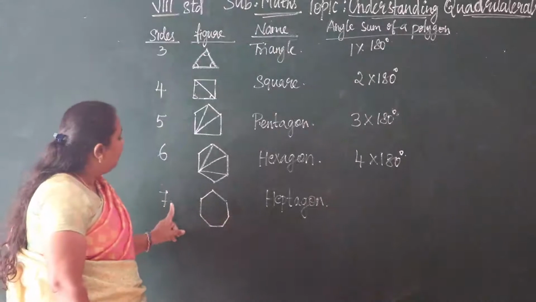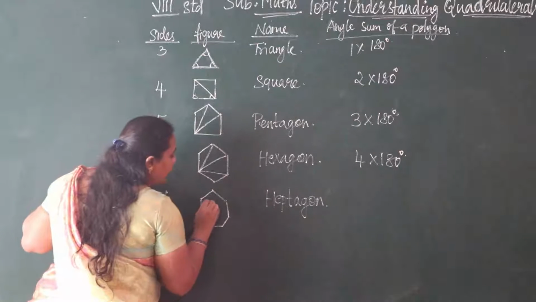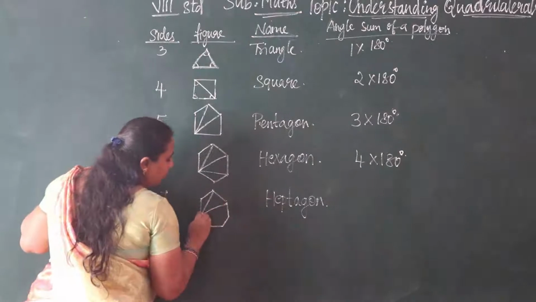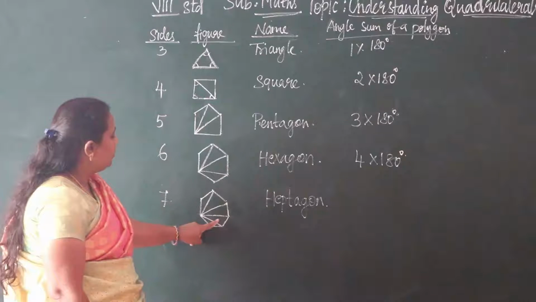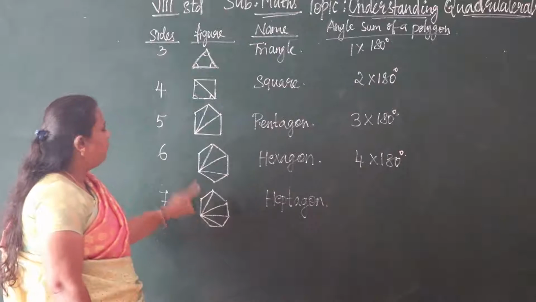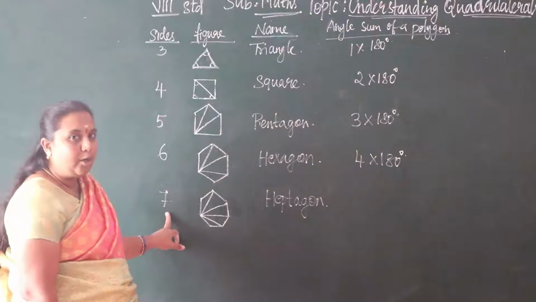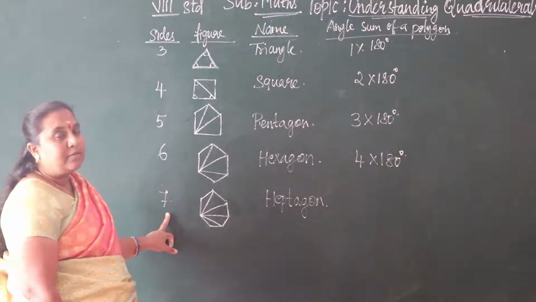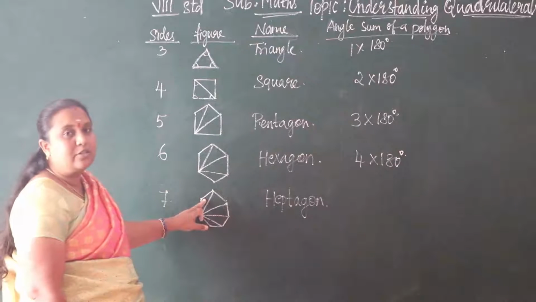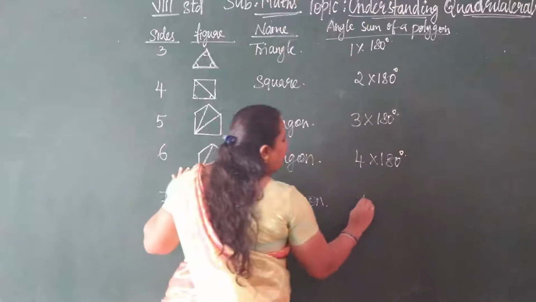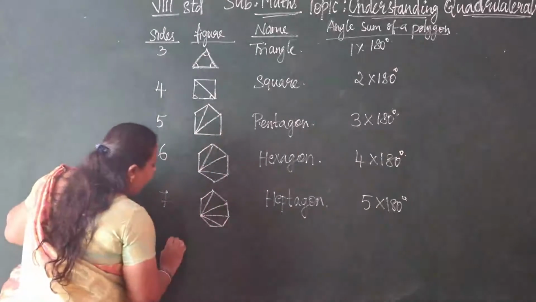Here also we take one vertex and draw the diagonals. See, how many triangles are there here? 1, 2, 3, 4 and 5 triangles. 5 triangles in a seven-sided polygon. So what is the sum of the angles of a seven-sided polygon? 5 into 180 degrees.